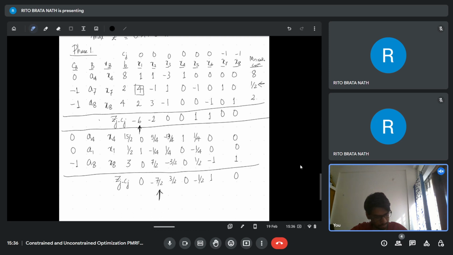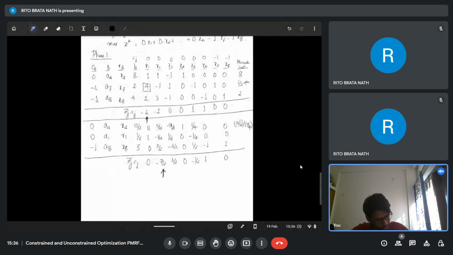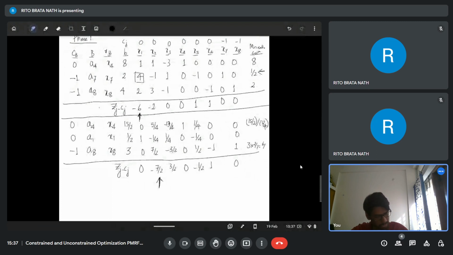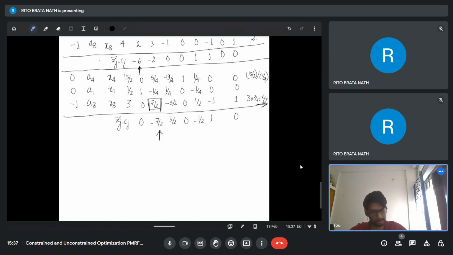And you have to again find out the pivot or the leaving variable. For the first one, the ratio is 15 by 2 divided by 5 by 4. Next one is negative, so you won't be taking it anyway. The next one is 3 times 2 by 7. So this will be the minimum one, 6 by 7. So A8 will be leaving, and this will be your pivot. So that's good news that you are eliminating both the artificial variables in that case.